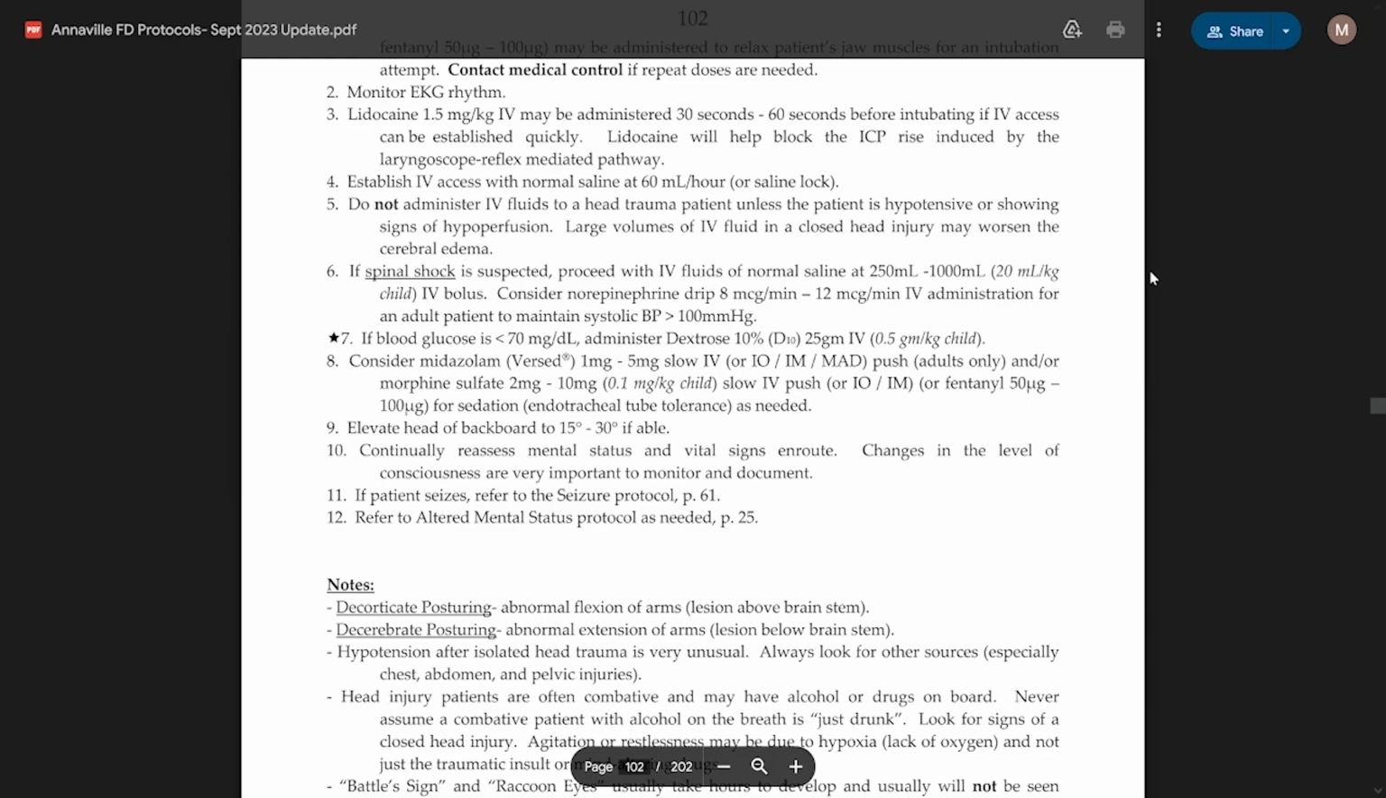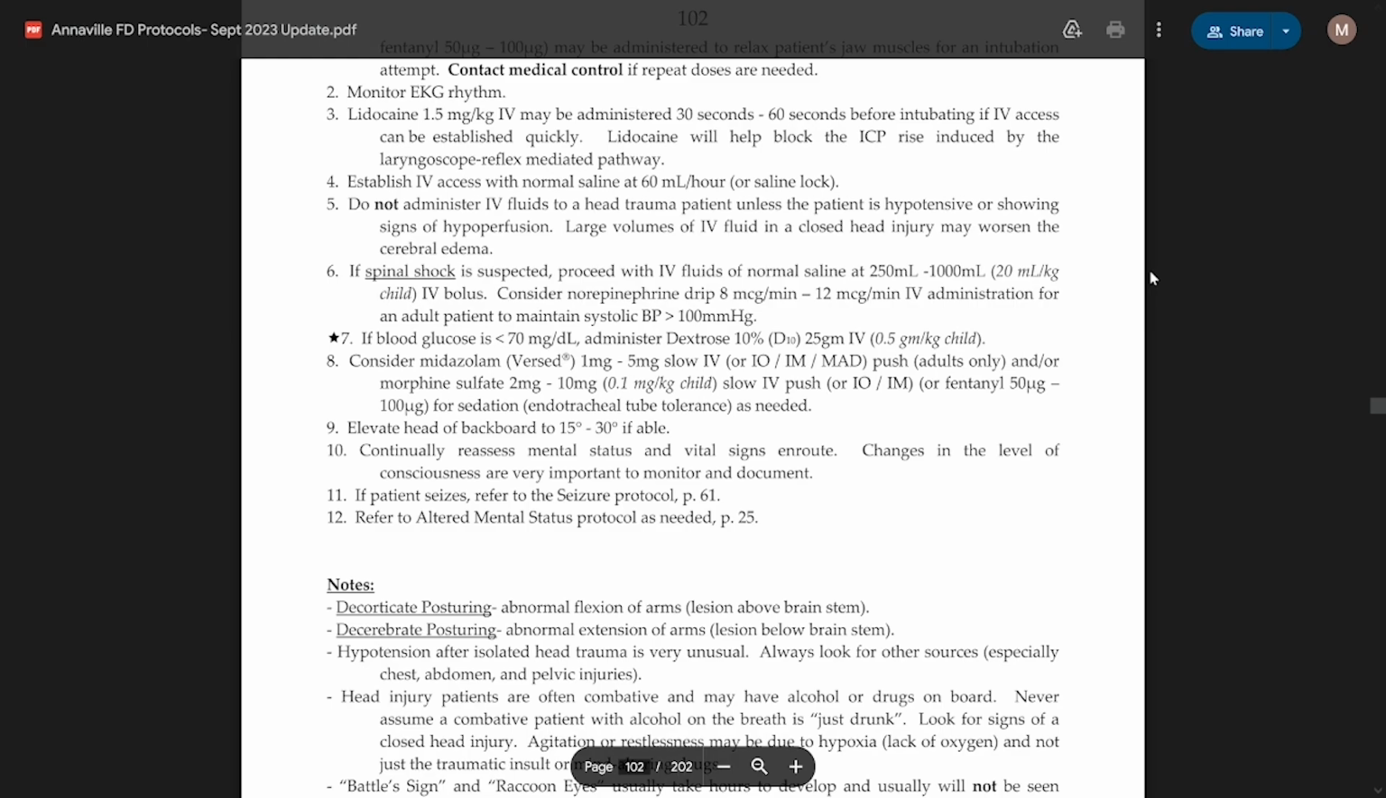Consider norepinephrine drip at 8 to 12 micrograms per minute, IV administration for an adult patient to maintain a systolic blood pressure greater than 100. If blood glucose is less than 70, administer D10 25 grams IV, or 0.5 grams per kilogram for a child.